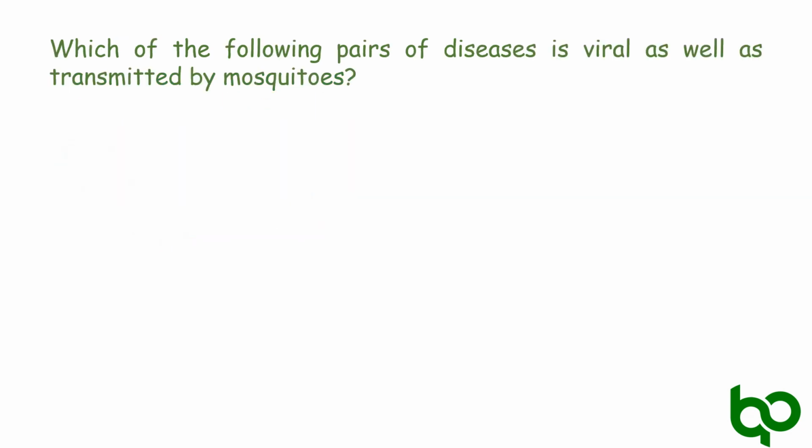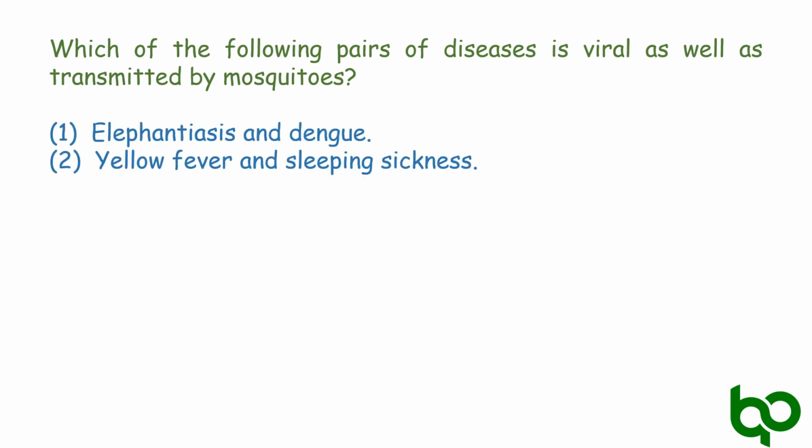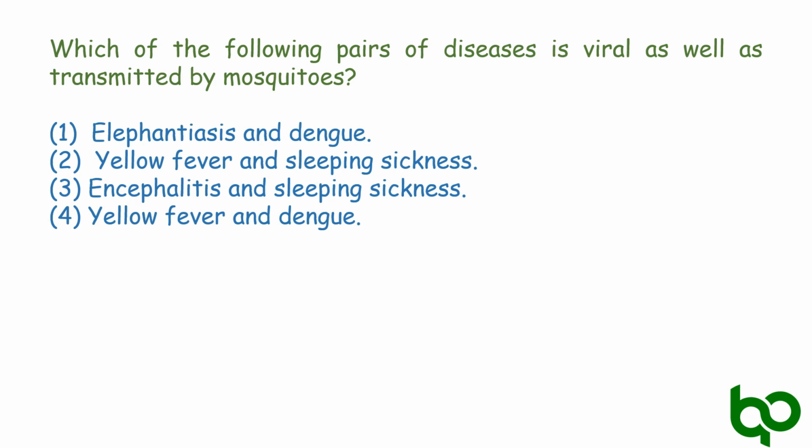Next question: which of the following pairs of diseases is viral as well as transmitted by mosquitoes? The options are: elephantiasis and dengue; yellow fever and sleeping sickness; Japanese encephalitis and sleeping sickness; yellow fever and dengue. Here the correct answer will be option 4, yellow fever and dengue.